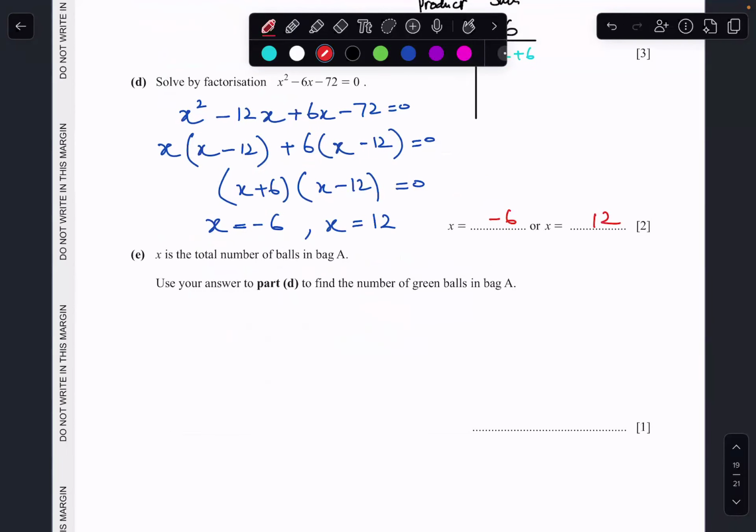Now, x is the total number of balls in bag A. Use your answer to part D to find the number of green balls in bag A. Now, obviously, if we are using this value to part D, the number of balls cannot be negative. It must be positive, right? So I'm going to reject this value, and I'm going to use this value.